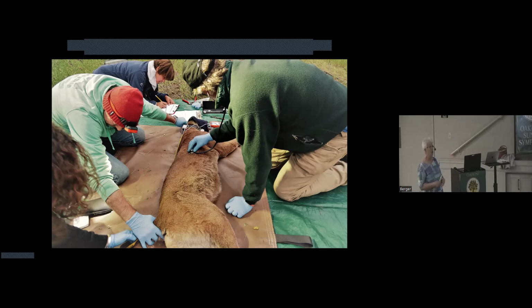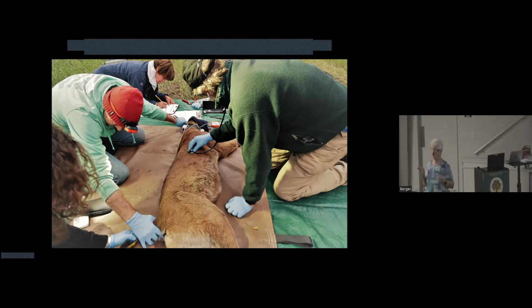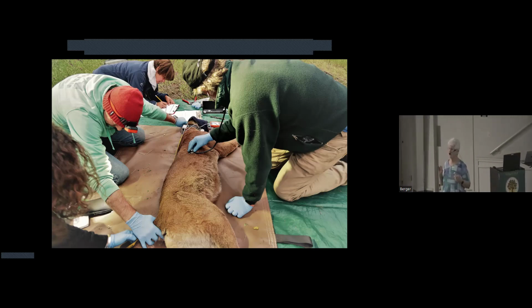The collars are programmed to drop off at a certain point because, one, you don't want the mountain lion to have to wear it for 5 years, and two, sometimes the cat is growing. They cannot put one on a cat that is younger than 10 months, or weighs less than 50 pounds. So they will tag those.